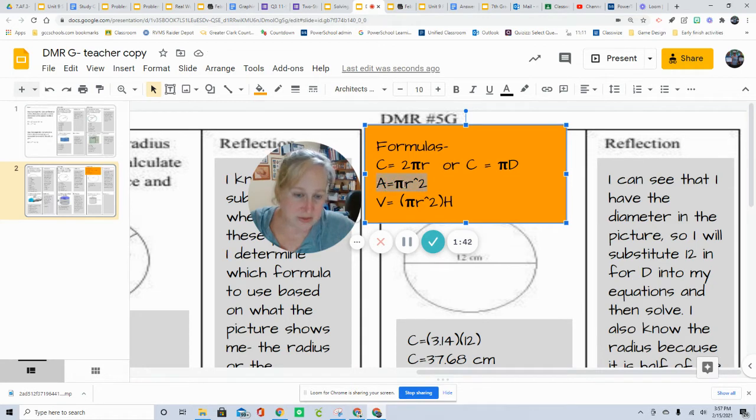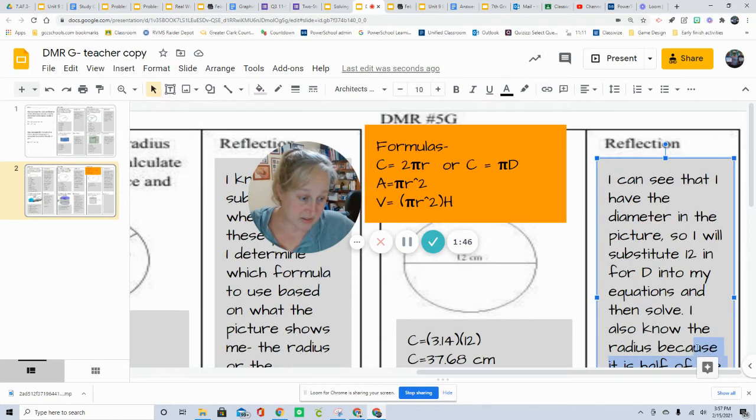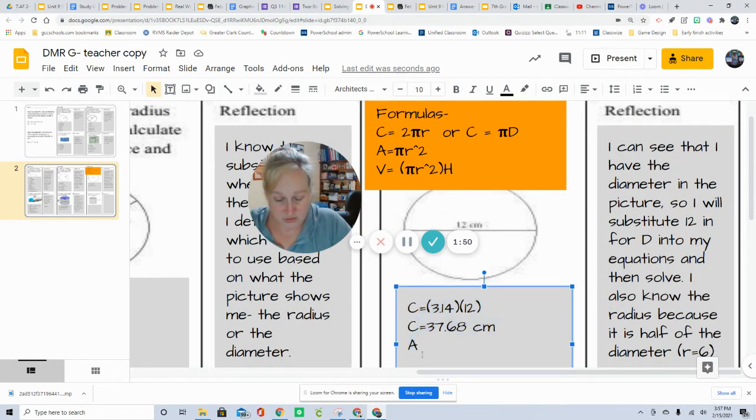And we are going to substitute in pi as 3.14. And we know that radius is half of the diameter, 6. So I'm going to go ahead and substitute that information in. So we have 3.14 times radius squared, which is 6 times 6.